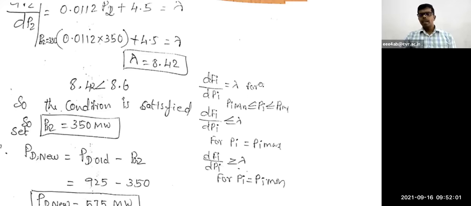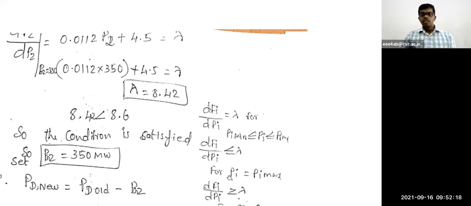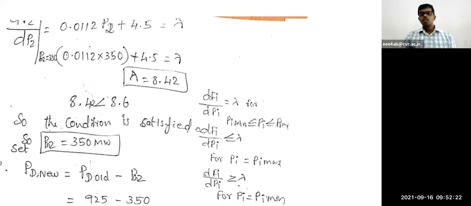Okay, so first you write these three operating conditions, and check which condition it is falling in, because we have fixed PG2 to its upper operating limit, to its maximum operating limit. So what is the condition? We fix PGi as PGi maximum, so the second condition we need to satisfy. What is the second condition? dFi divided by dPi is less than or equal to lambda.